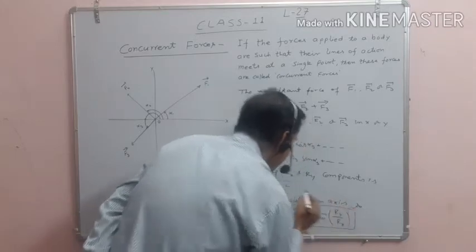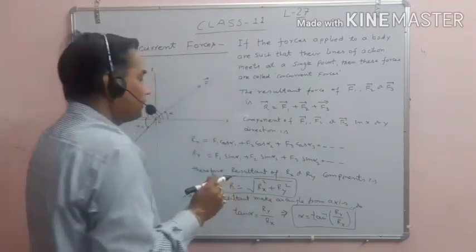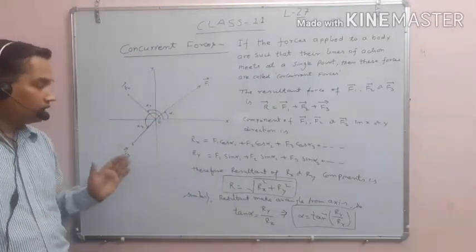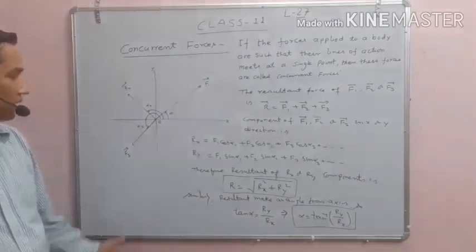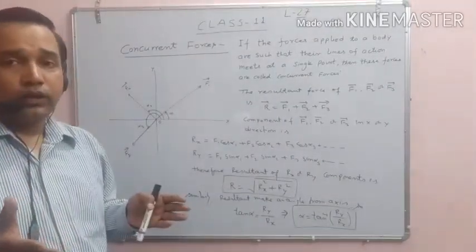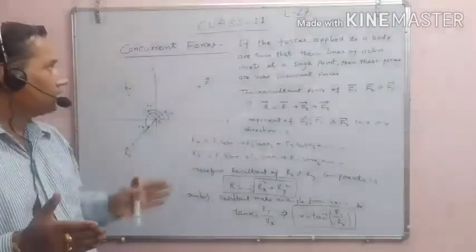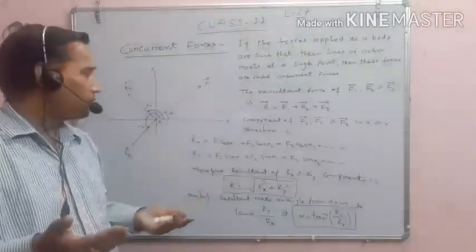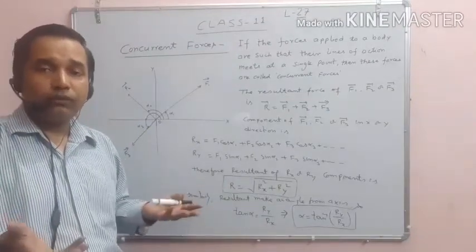So this is the angle and this is the resultant of the given forces which are acting on the center point O. So F1, F2, F3 are the concurrent forces. The number of forces which act at the same point are called concurrent forces, and if they act in the same XY plane, the forces are coplanar. That plane is a coplanar.